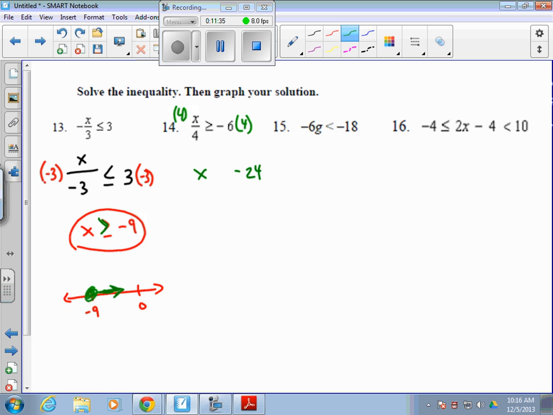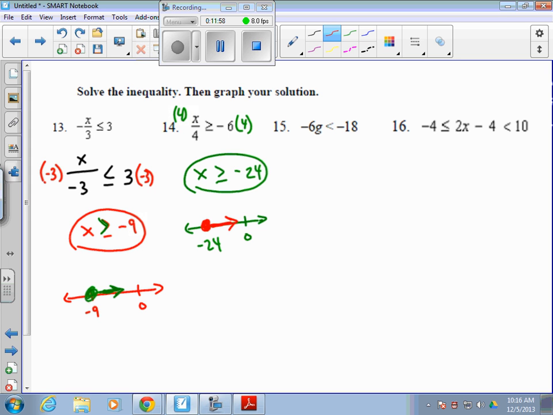What are we multiplying by, positive or negative? So do we reverse it or do we leave it? We leave it. So this is a case where we leave it greater than or equal to negative 24. The graph is going to look exactly like the last one with a different number. Greater than or equal to, color the bubble in, or greater than means everything to the right.